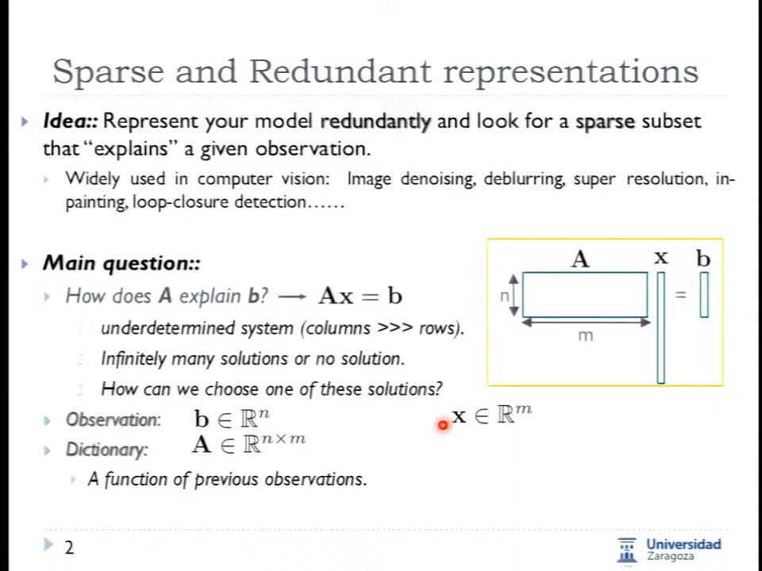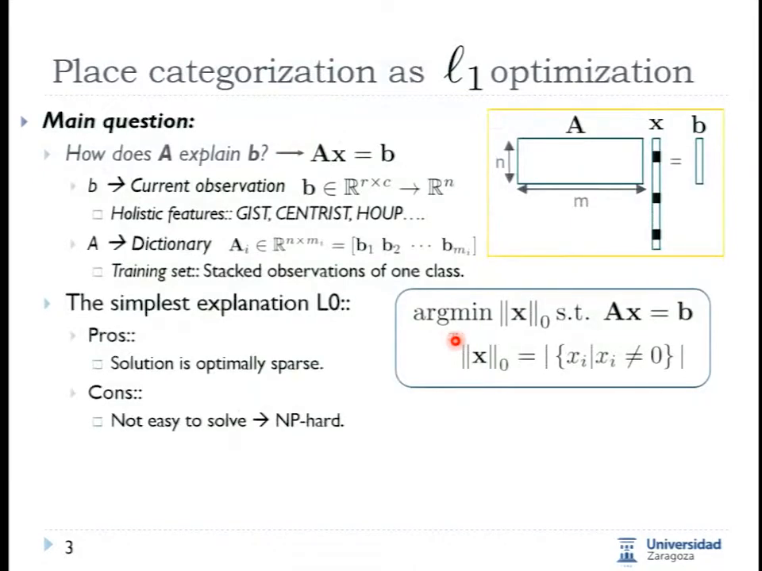Because of the assumption of redundancy, we have more columns than rows, so our system is underdetermined. That means we have no solution or infinitely many solutions. In the latter case, we would like to look for the solution that is most meaningful for our case, that is, the sparsest one. So posing the place categorization problem in this framework, we could use B, the current observation, as a descriptor of the scene.